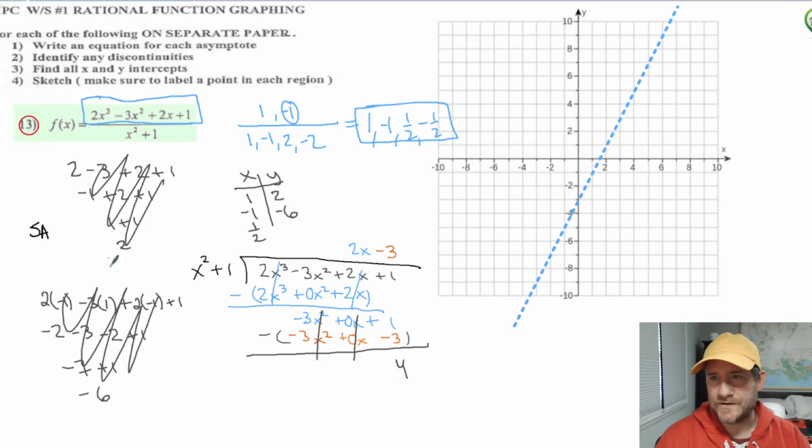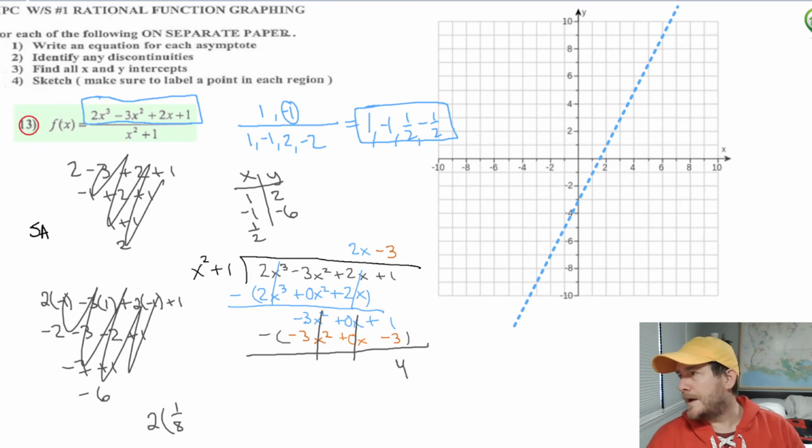Okay, let's test this again. This is going to be 2 times 1/2 cubed, which is 1/8. I just don't care anymore. So let's just do what we did with the last one.